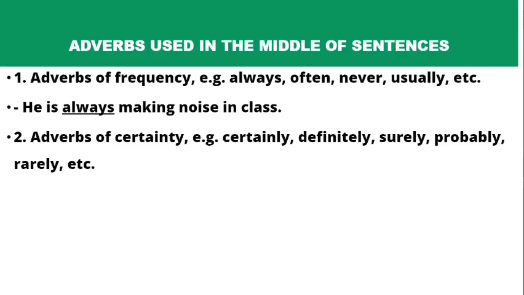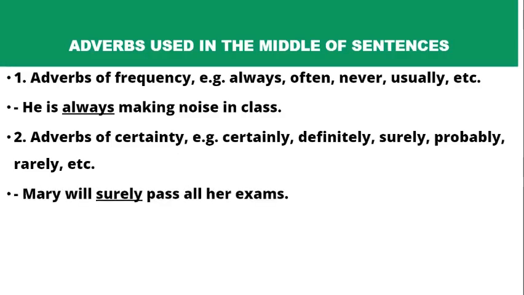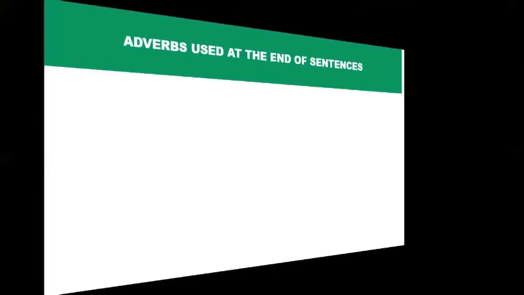The second type of adverb we can use in the middle of sentences is adverbs of certainty. For example, certainly, definitely, surely, probably, really, etc. For example, Mary will surely pass all her exams. You see, surely is the adverb here coming in the middle of the sentence.